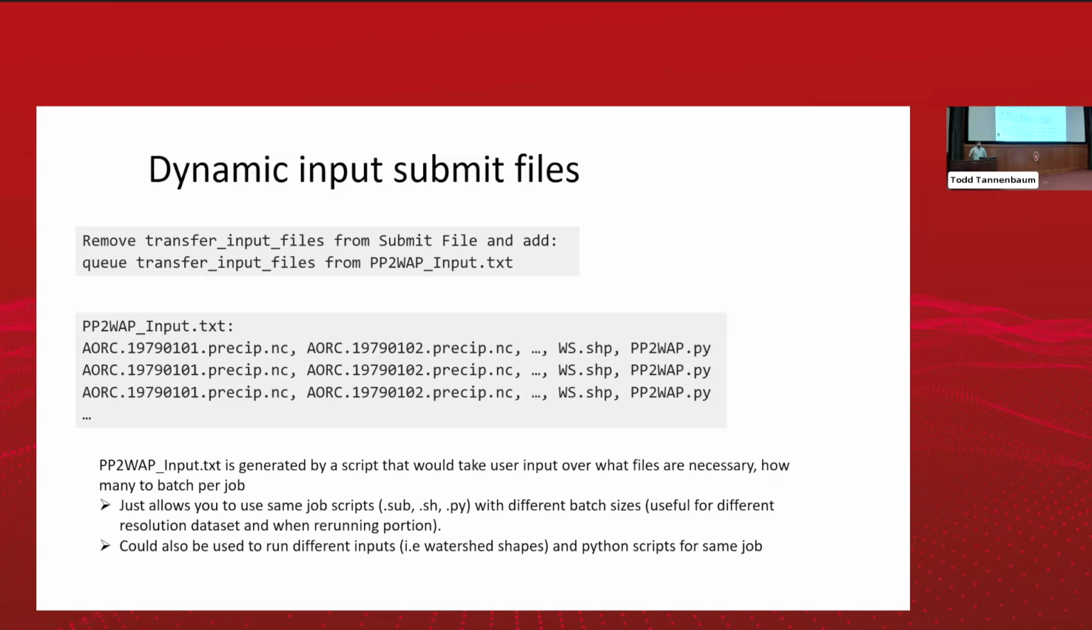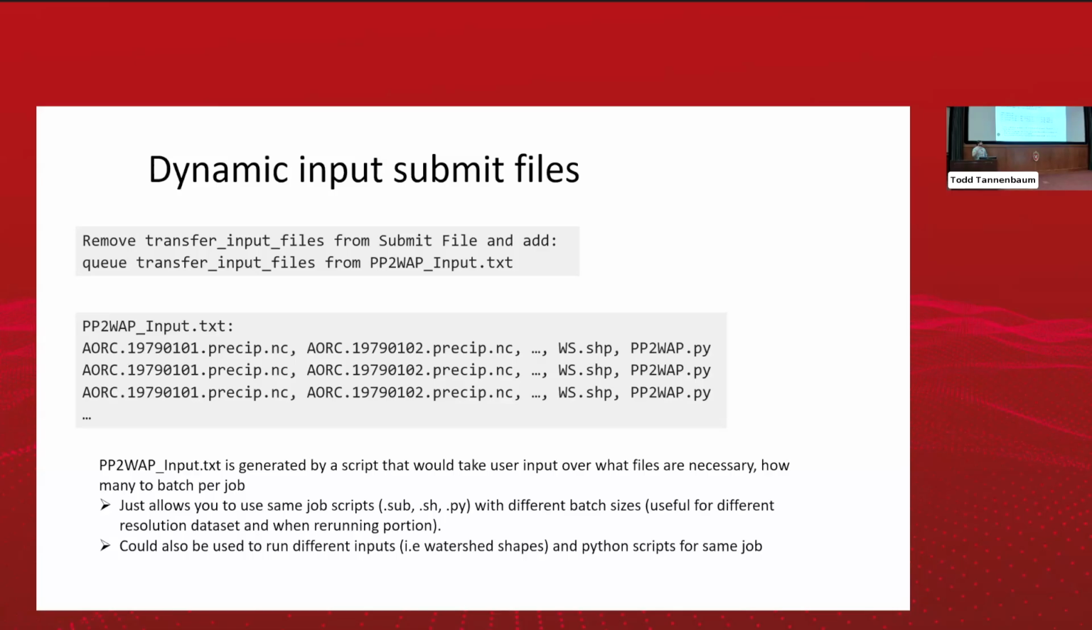To make these, we just remove the transfer input files lines from the submit file and replace the queue line with queue transfer input files from a text file. You can fill a text file with lines that have all of the input files you would need for a job, and you can just queue from that. So we're able to create a code that takes an input where we say, these are the dates I want, these are the number of files per batch I want, all of that, and it will populate a text file that we can give to our submit file.